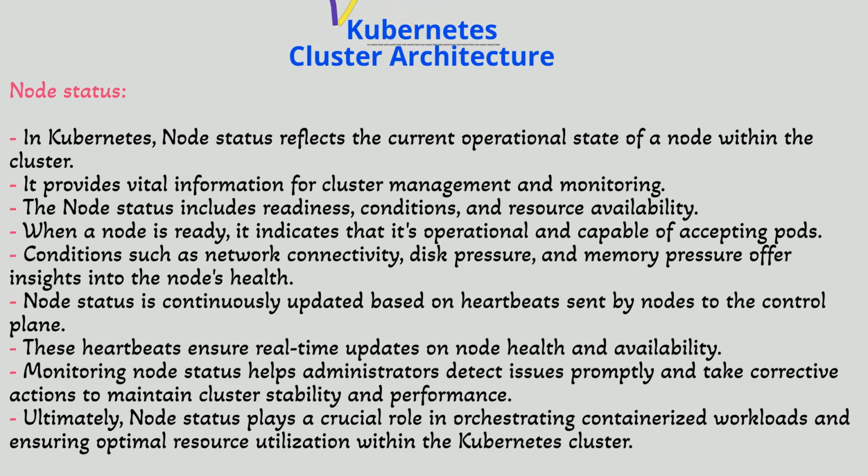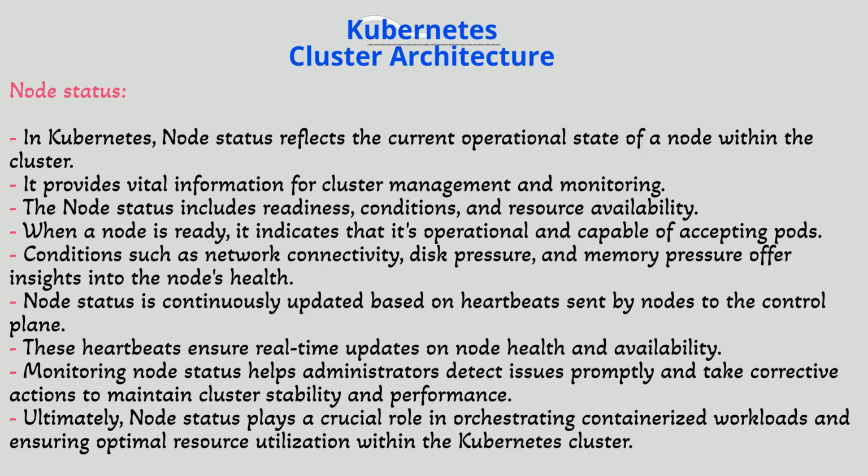Node status is continuously updated based on heartbeats sent by nodes to the control plane. These heartbeats ensure real-time updates on node health and availability. Monitoring node status helps administrators detect issues promptly and take corrective actions to maintain cluster stability and performance. Ultimately, node status plays a crucial role in orchestrating containerized workloads and ensuring optimal resource utilization within the Kubernetes cluster.